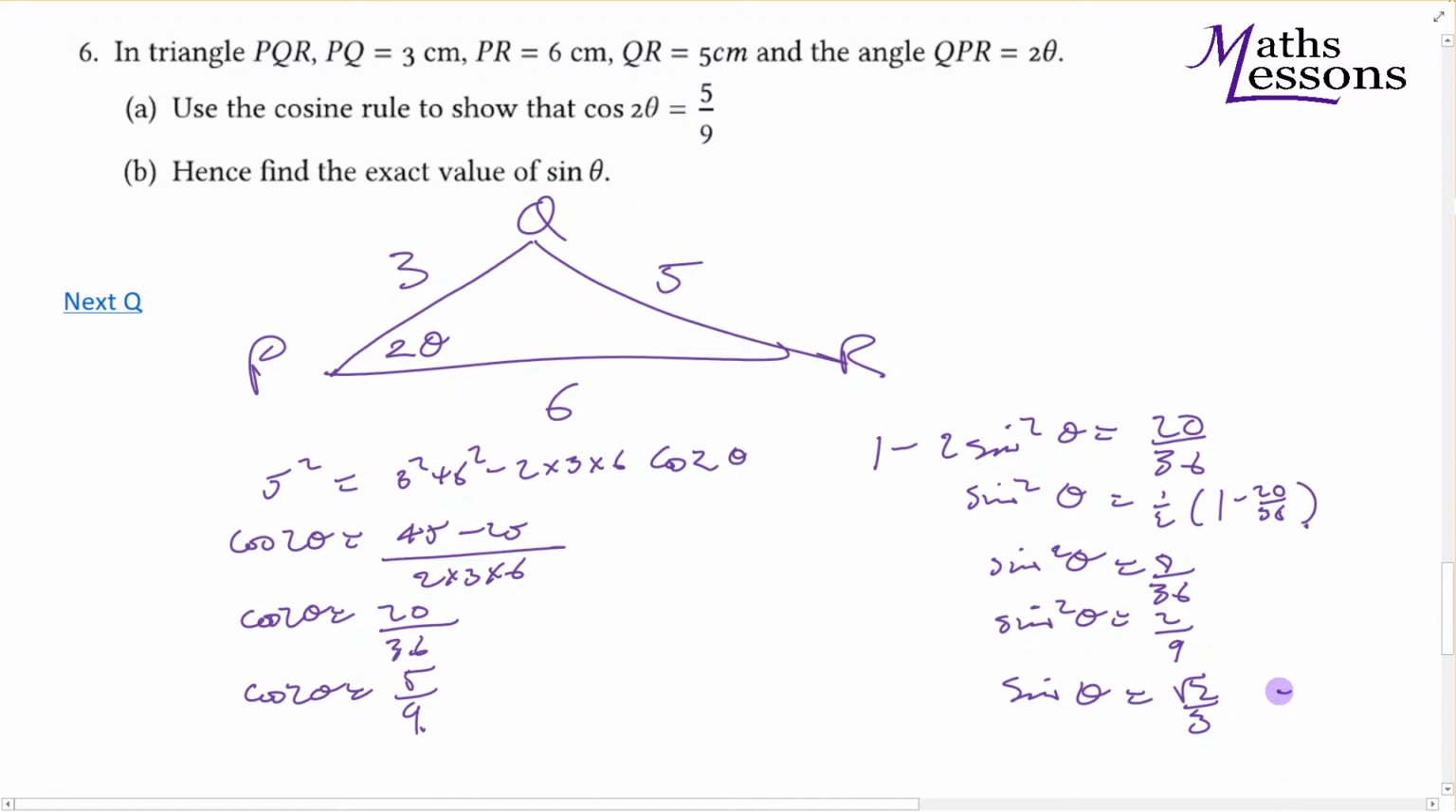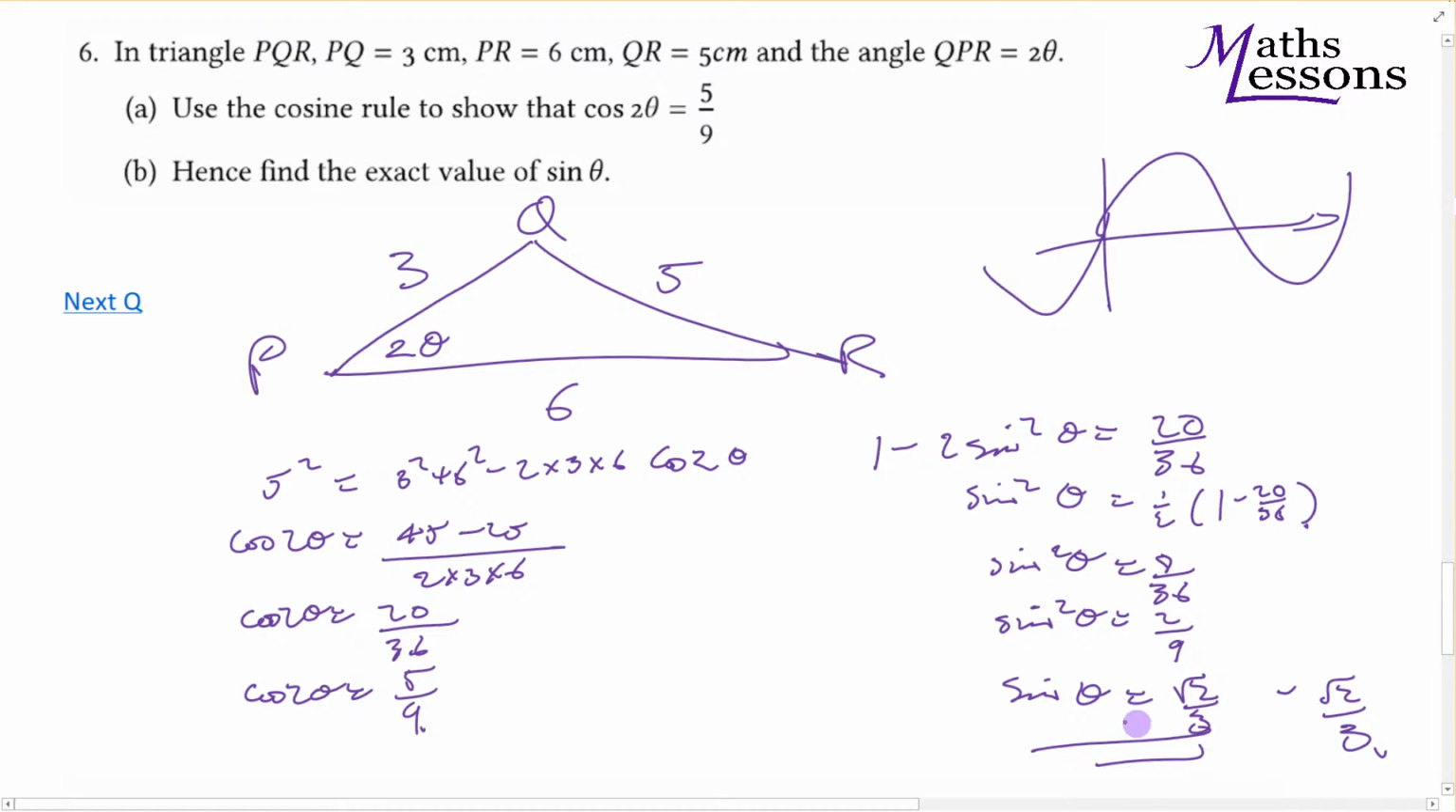Now it could possibly also equal minus root 2 over 3. But it won't do that because we know that the obtuse angle is going to be up here, and this would actually be a reflex angle, because sine theta can only equal a negative when it's either back here or it's greater than 180. So we know our answer is sine theta equals root 2 over 3.